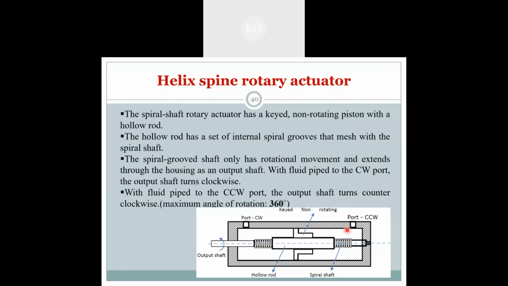So the screw will be moving when this thing moves, when this thing moves to left or right. So similarly, if you want the shaft to turn clockwise, you just supply at the clockwise port compressor and this thing will move to the right and this screw will start to turn clockwise.